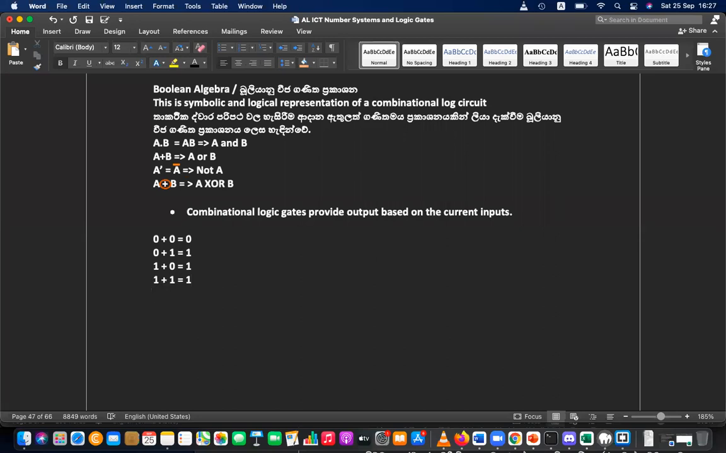Okay, then, if there is an unknown input called A, then what is the output of 1 OR A?